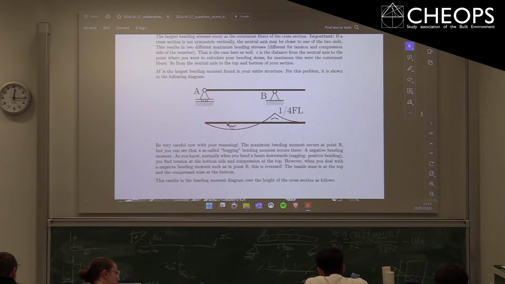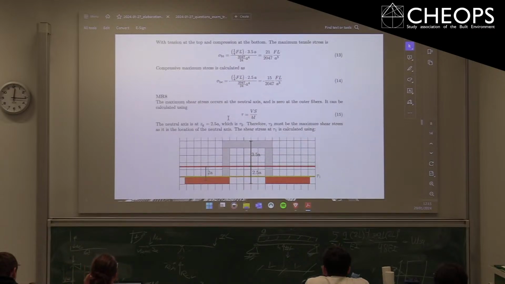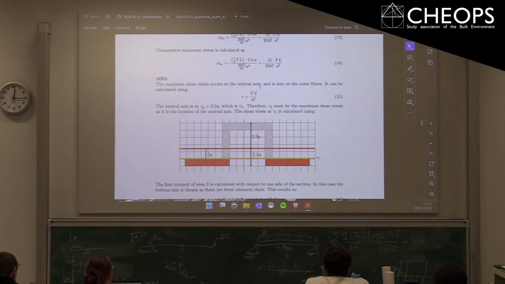Okay, that's bending. Then for shear stresses, it works, of course, a bit differently. You have the equation VS over Ib for that. I is, once again, the second moment of area. V is just the maximum shear in your structure. And then you only have S and b that you basically need to consider. Some notes on the shear stresses.